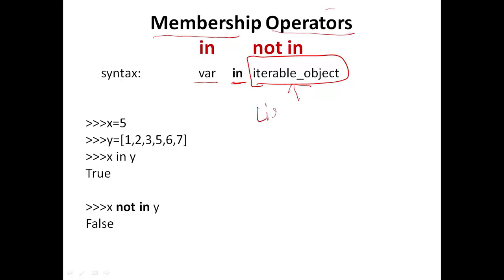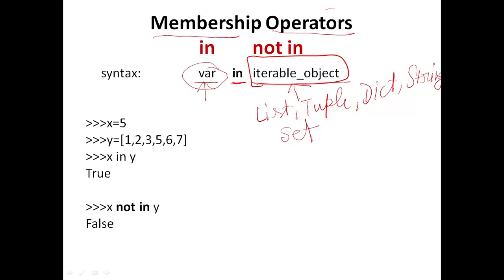List, tuple, dictionary, string, set, these are all iterable objects. So you can use them here, and on the left hand side there is a variable. This variable is checked whether it is a member of this iterable object or not.